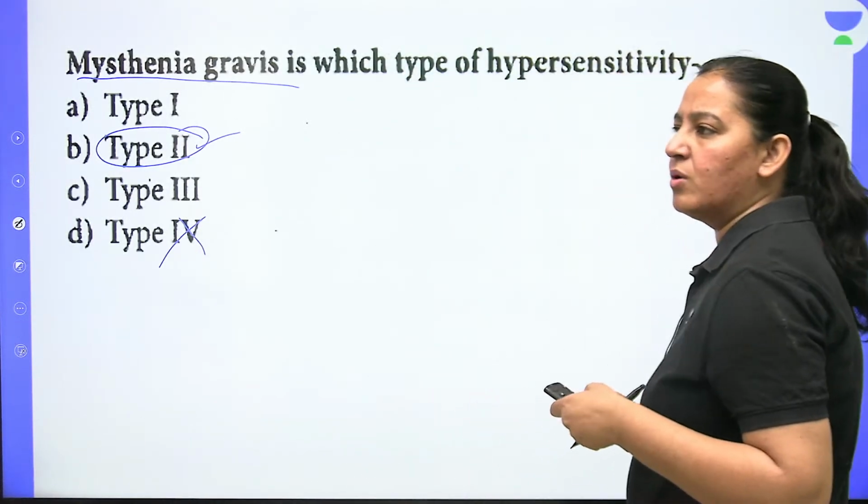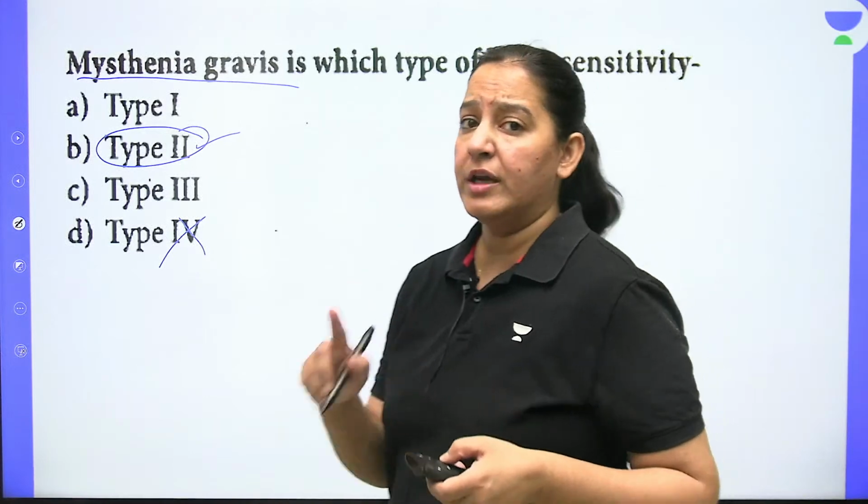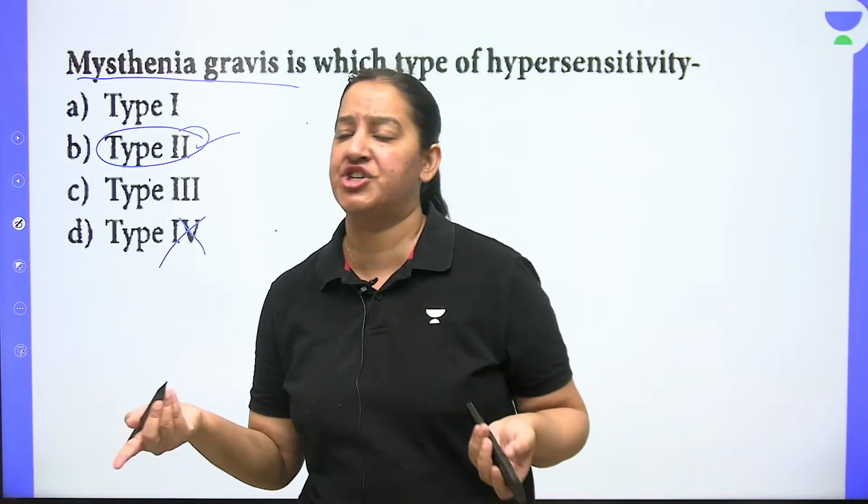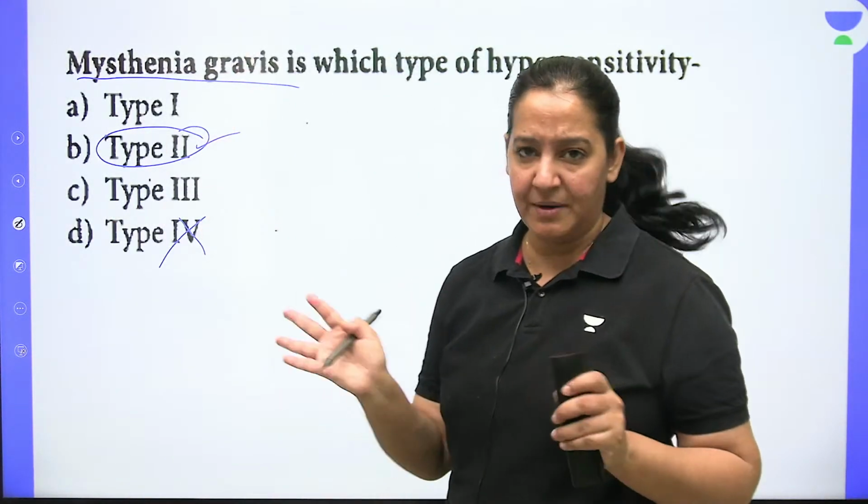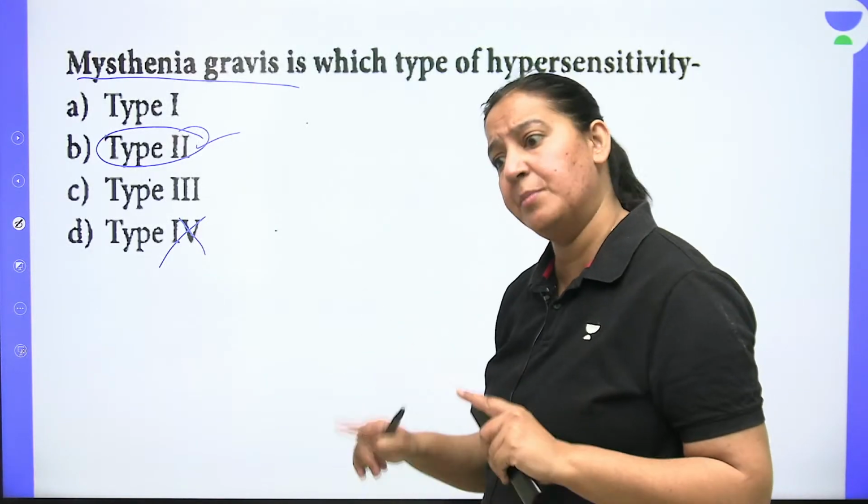Apply the mnemonic for D. For type 4, what is the mnemonic? John gave tulip and popcorn to Hershey. So where is myasthenia gravis coming? Myasthenia gravis is not coming in type 4. It is coming in the mnemonic of type 2.